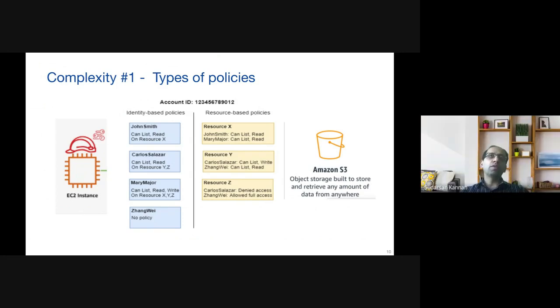So think of it as 3 separate problems, 3 separate complexities. The first one is specific to AWS. AWS has 6 different types of policies. A classic example that you're seeing here is what I call an identity policy and a resource policy. A resource policy is like, let's say there is a door and a lock on your room, and the room itself will tell you who can have access into this room.